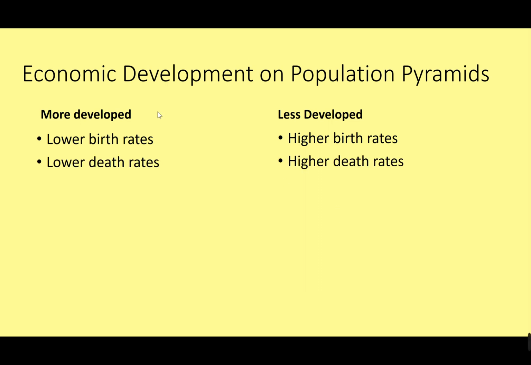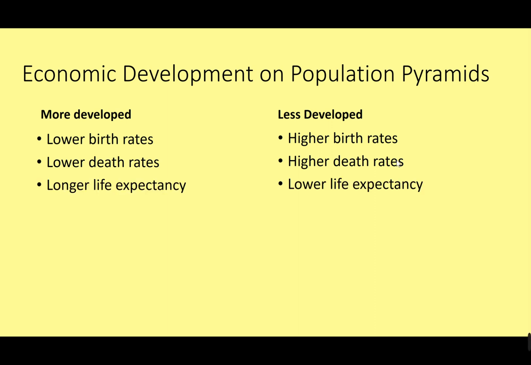Death rates then. In a more developed society, there will be lower death rates, so fewer people are dying because they have access to better medical care, they have access to more food, whereas in a less developed society there's higher death rates because they might not have access to clean water or proper sanitation or to doctors or medication.